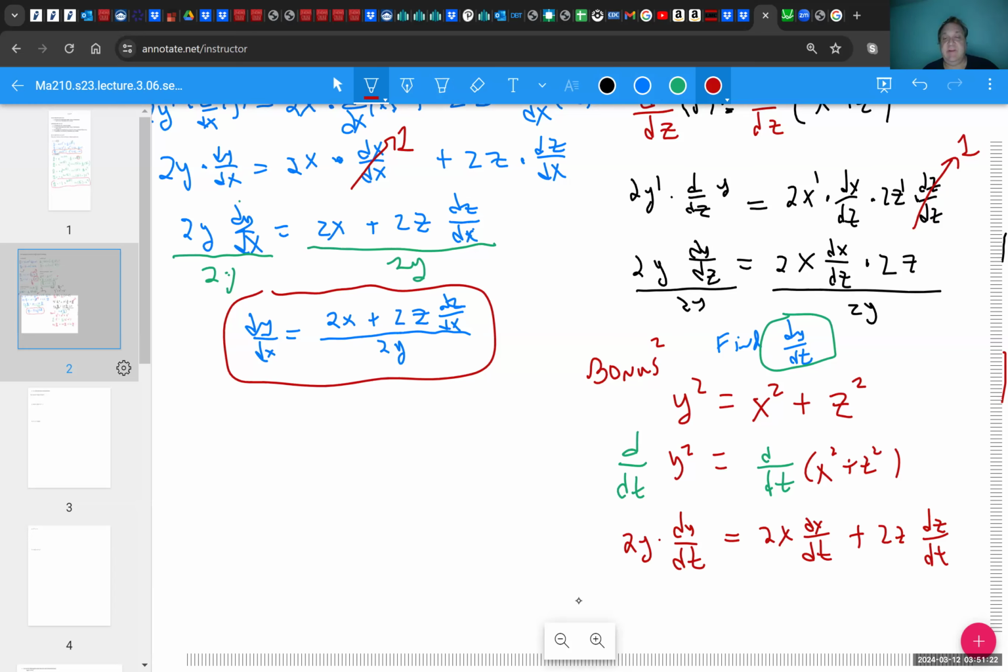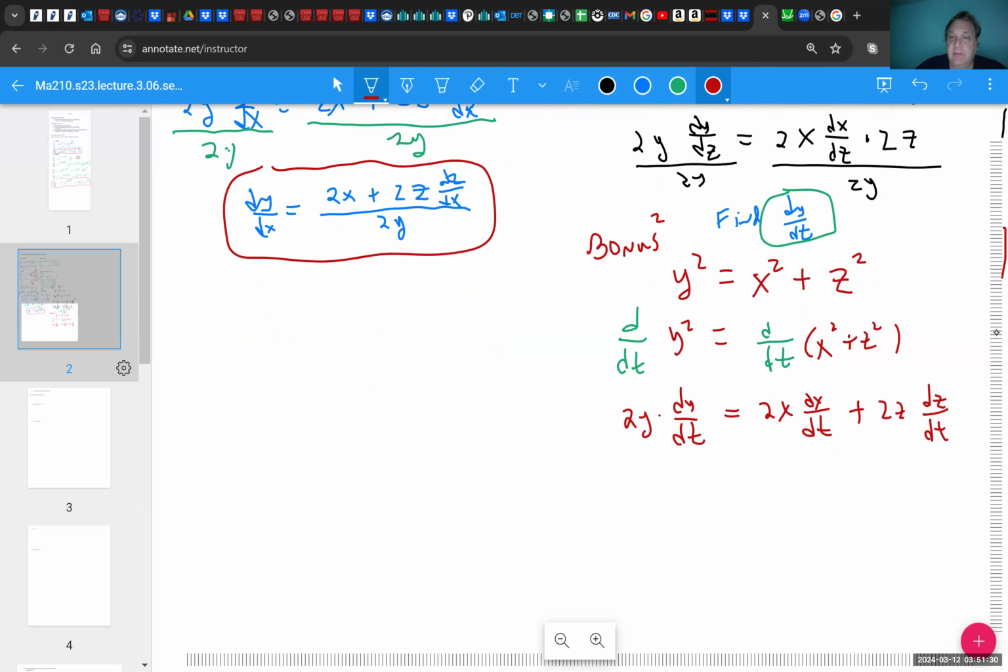And none of these simplify to be 1. Not a single one of them is dt. So none of them are 1, but that's okay. We're just doing math, right? Math is a bunch of symbol manipulation. So let's do that. And then I'll do the last step, just divide by 2y.